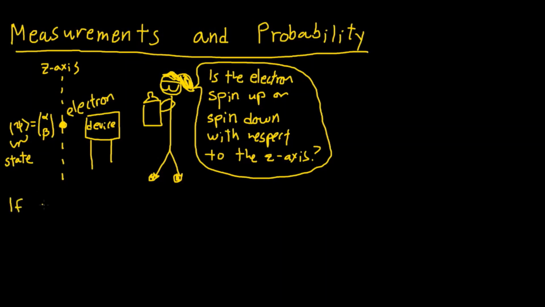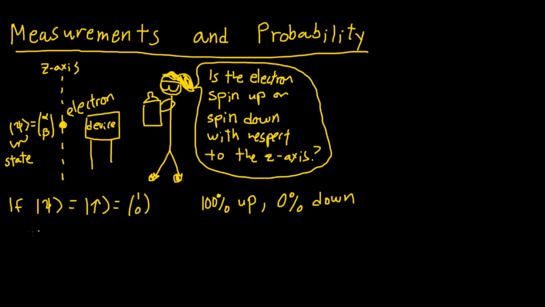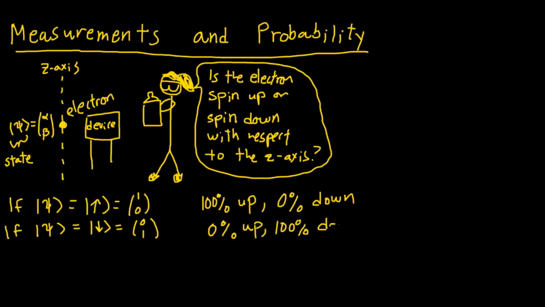Well, first off, if our state psi is in the spin up state, which is equal to (1, 0), then there's a 100% chance that it's going to be measured to be up, and a 0% chance that it's going to be measured to be down. If psi is in the spin down state, which is equal to (0, 1), then there's a 0% chance that it's going to be measured to be spin up, and a 100% chance that it's going to be measured to be spin down.